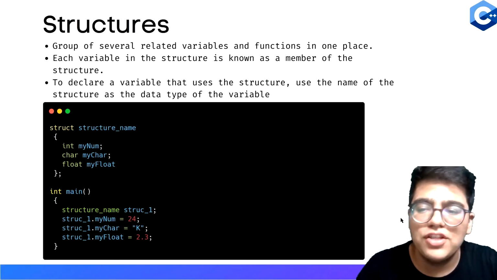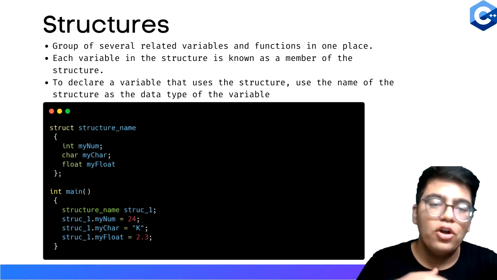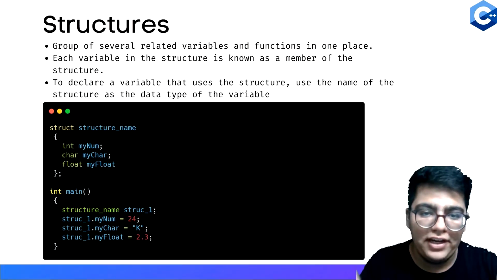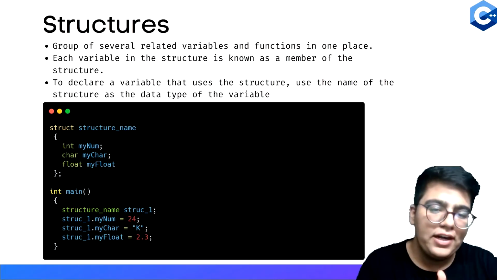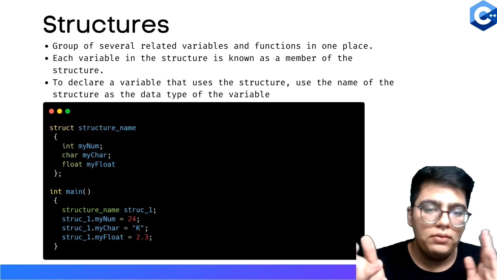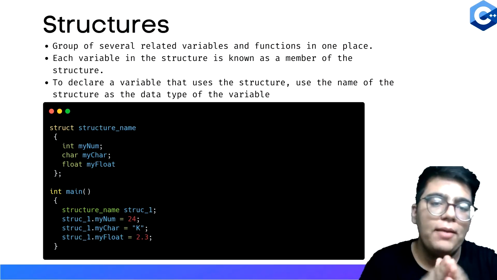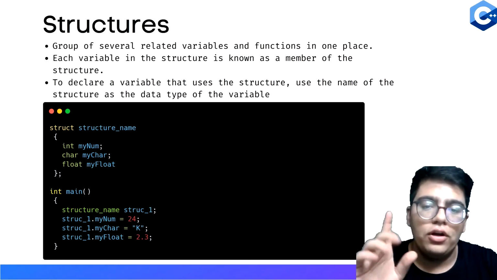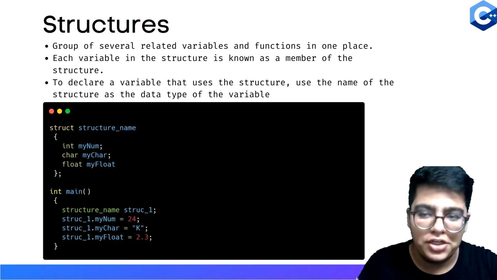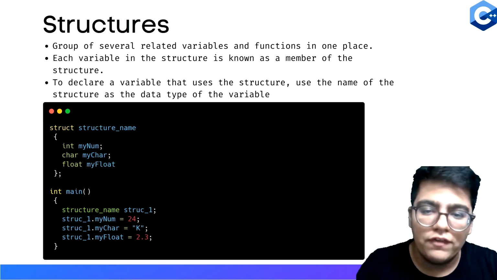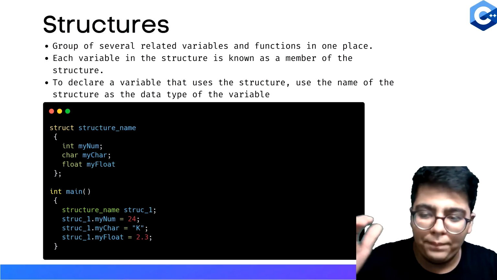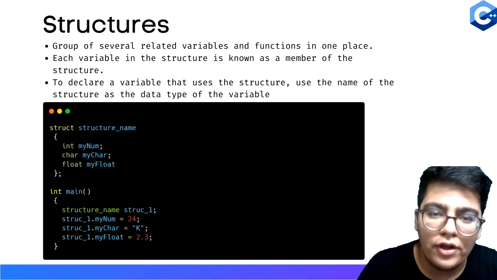So what a structure is, is a group of various different variables. They could be of different data types, a combination of them, grouped together for a specific purpose. That's called a structure. So let's say you run an office, and you want to maintain the data of each one of your employees.